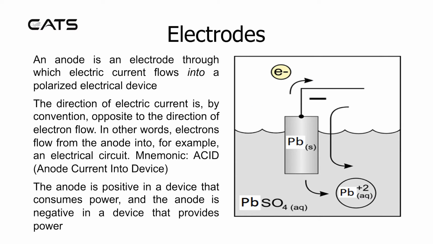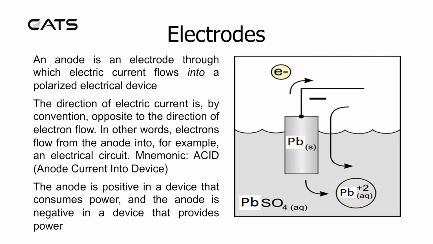Electrodes. An anode is an electrode through which electric current flows into a polarized electrical device. The direction of electric current is, by convention, opposite to the direction of electron flow. In other words, electrons flow from the anode into, for example, an electrical circuit. The mnemonic, ACID, anode current into a device, is a useful way of remembering this. The anode is positive in a device that consumes power, and the anode is negative in a device that provides power.